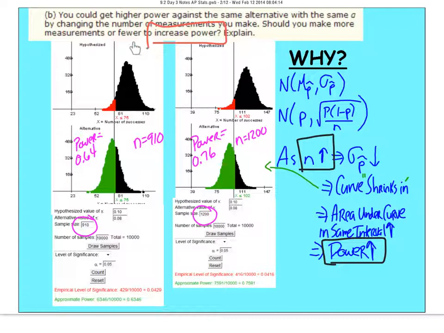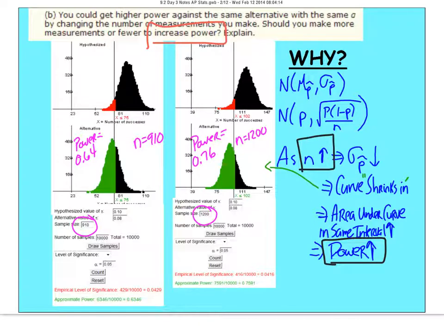Look at this analysis. This is the scenario where we had 5% for our alpha, and I chose a sample size of 910. So at 910, the power is 0.64. What happens if I increase the sample size to 1200? Well, the power in this case actually went up to 0.76. Why did it do that?